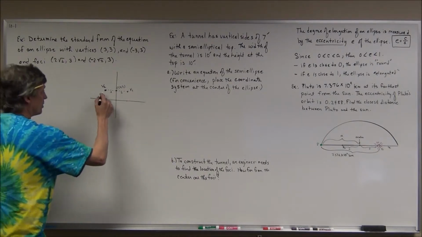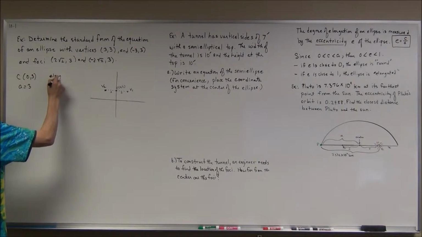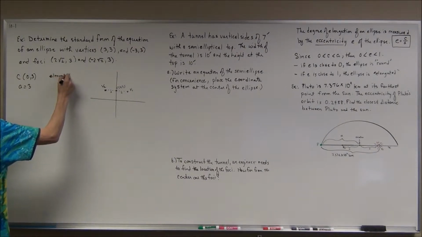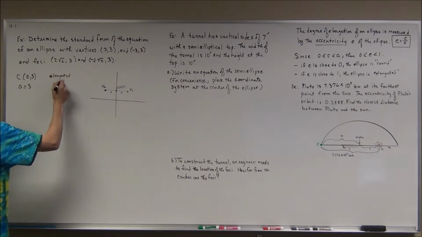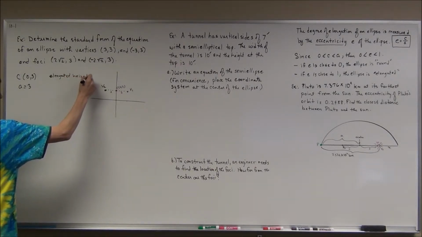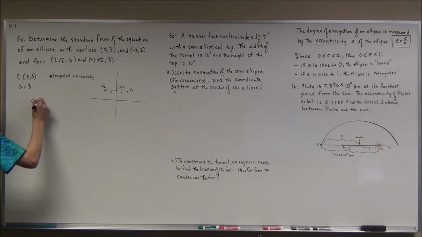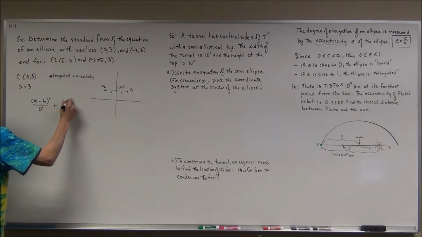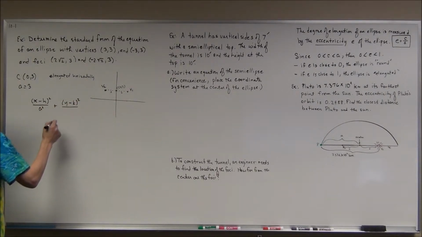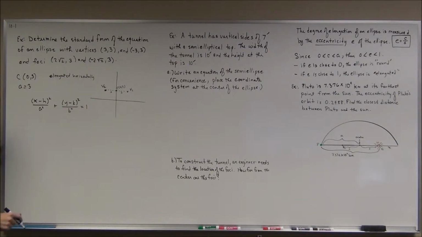And I also know that my vertices are on a horizontal line, so this thing is elongated horizontally. So that means I'm going to have something that looks like this. I'm going to have x minus h, quantity squared over a squared, plus y minus k, quantity squared over b squared, is equal to 1. Now I have a, and I have h and k, but I don't know what b is.